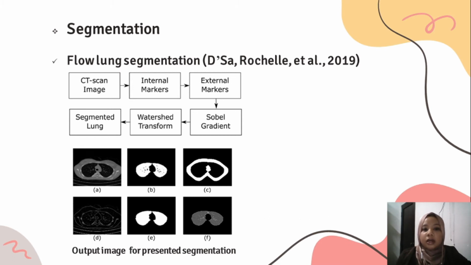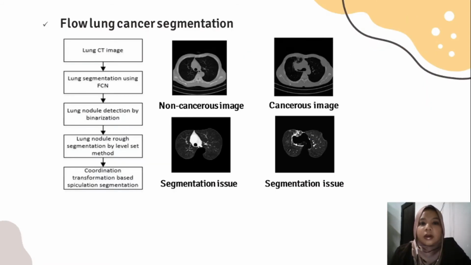Lung parenchyma is segmented, which must use the original image. Next, you can see the flow of lung cancer segmentation. First is a lung CT image, then lung segmentation using FCN. Next is lung nodule detection by binarization, lung nodule rough segmentation by the level set method. Lastly is coordinate transformation based segmentation.